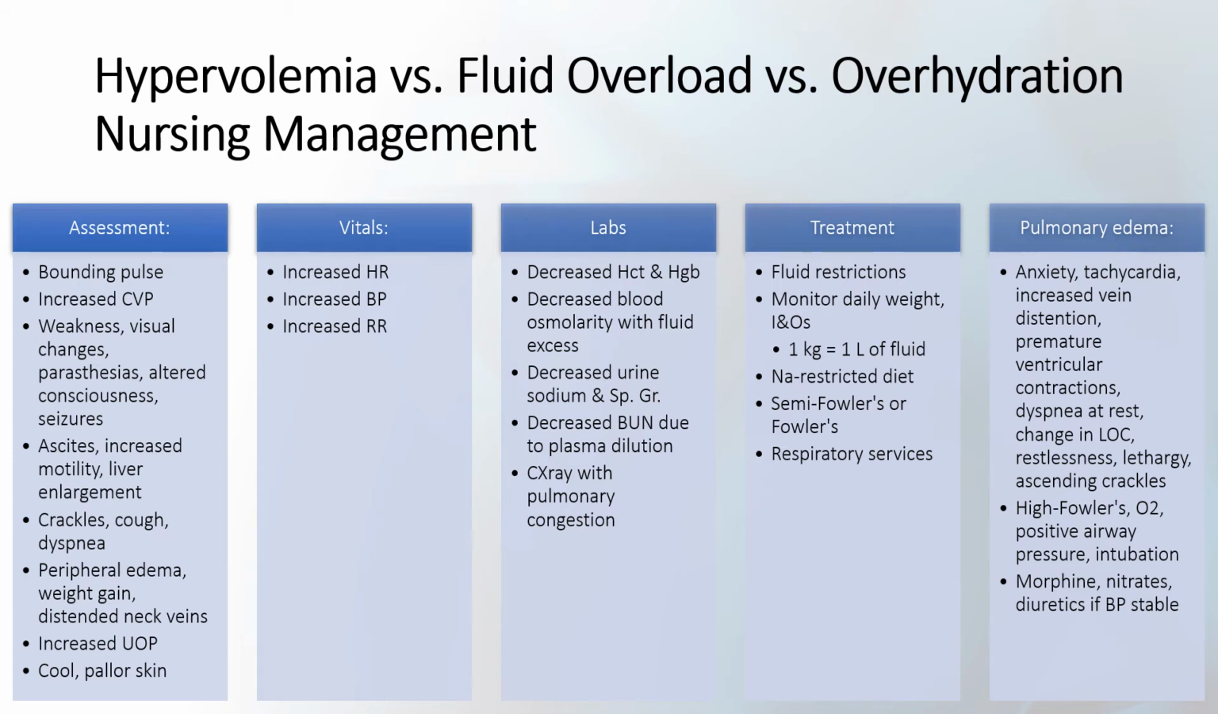Treatment-wise, we're going to restrict fluids. Sometimes this can be a little difficult because, yes, they have extra fluid, but the compartment it's in, such as peripheral edema or in their lungs, means that intravascularly they may be underhydrated or not have such a bounding pulse because the fluid has already shifted to those areas. But we still need to do fluid restrictions to prevent the body from shunting that fluid again.